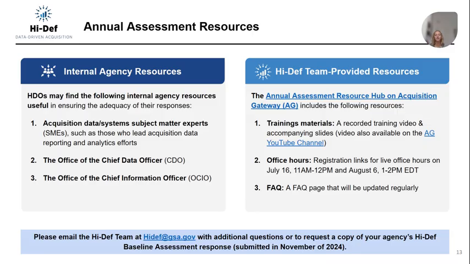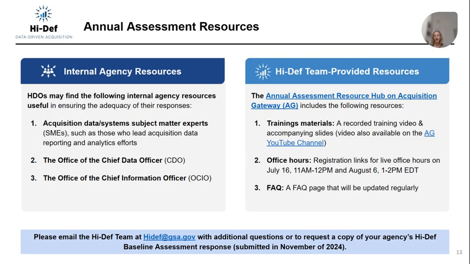The HiDef team also provides many resources to agencies. The mainstay of these resources is the Annual Assessment Resource Hub on the Acquisition Gateway. Here you can find all of our annual assessment resources, including the following. Number 1, training materials, including this very video recording, as well as the slides for your offline use. Another is a PDF version of the questions in the annual assessment. Again, this is included on the Acquisition Gateway page, and it was also sent out to agencies in that initial June 25th communication.